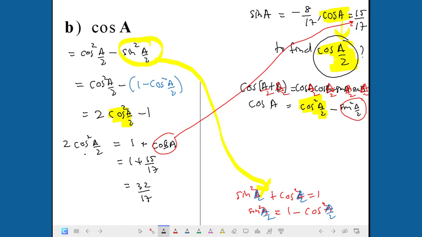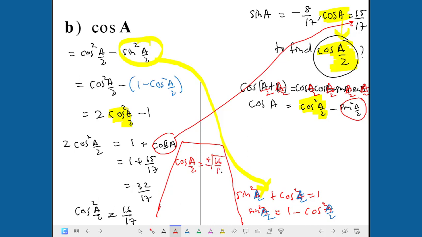The next step, we are going to find cos A over 2 squared. Dividing by 2, it is equal to 16 over 17. So cos A over 2 is equal to plus or minus the square root of 16 over 17. Then simplify: plus or minus 4 over 17.